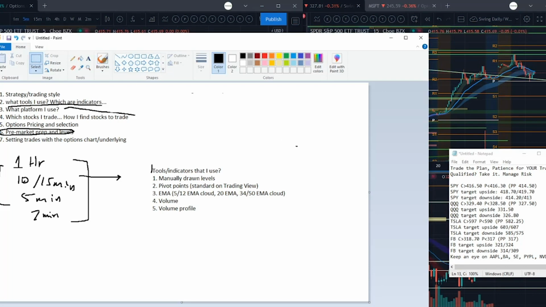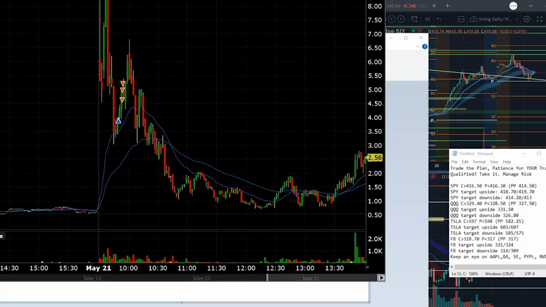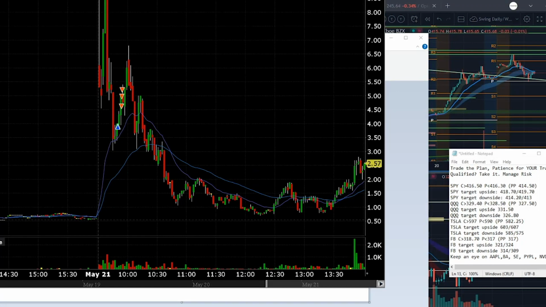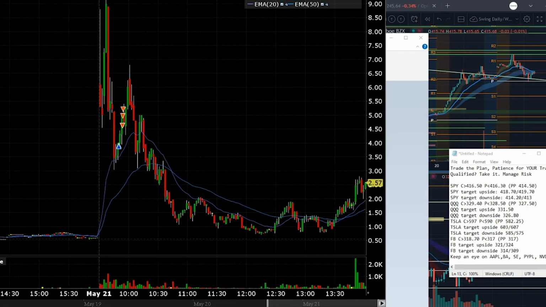So with that being said, let's talk about options pricing and selection. Then I'm going to go into setting up trades with the options charts themselves and the underlying. What does that mean? To give you a quick sneak peek, let me find a trade. For example, this right here is NVIDIA. This is the options chart, actually.